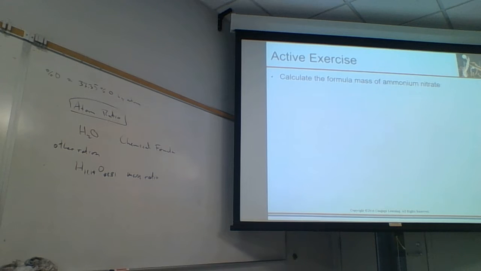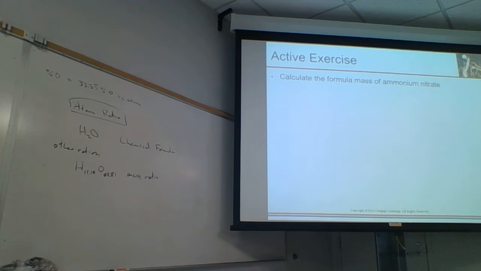Calculate the formula mass for ammonium nitrate. So what is the formula of ammonium nitrate first? For ammonium, we said it is NH4 plus. What is nitrate? NO3 minus. Good. So we have NH4 plus and NO3 minus. And so how many of each do we need? 1 of each. So the formula is just going to be NH4NO3.